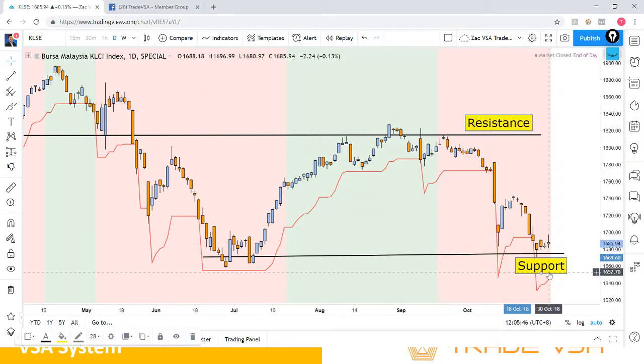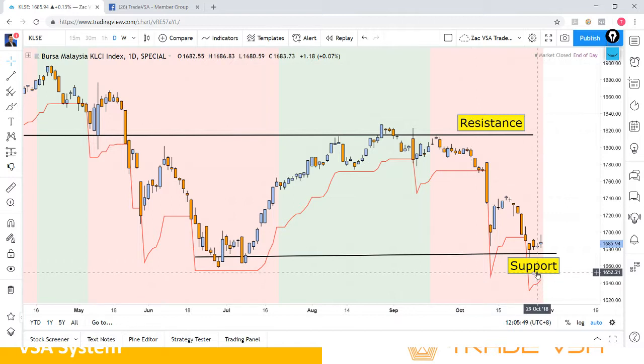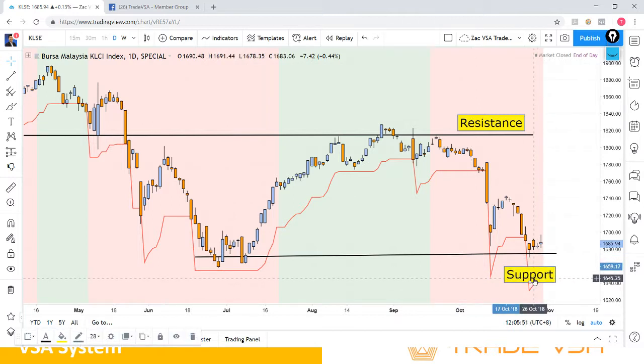This will be the new support. Of course, we don't have volume yet for TradingView, that's why we don't have the sign of strength, sign of weakness. But as you can see from here, we do have one spring, two springs, and the market is just holding here.